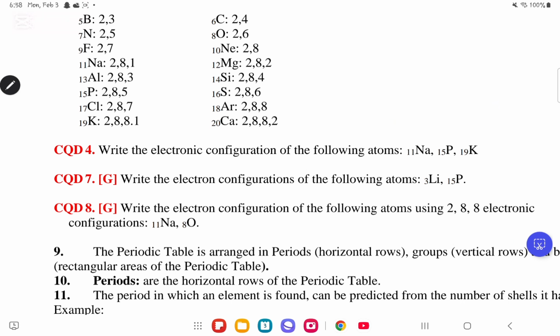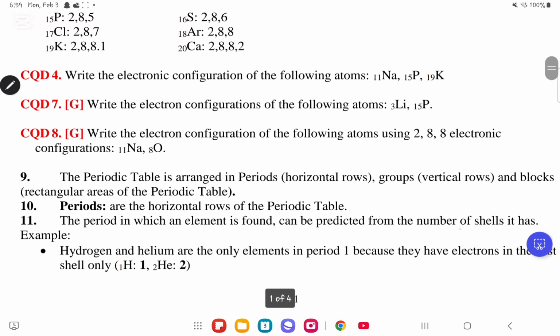Okay, same for CQD number 7 grid. They need the electronic configuration for Li, so it's gonna be 2, then 1. For 15P, it's gonna be 2, then 8, then 5 again. Then for CQD 8 grid, they need the electronic configuration of the following atoms.